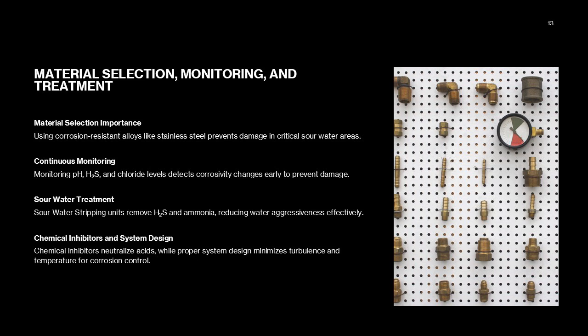Additional treatments may include chemical inhibitors and scavengers to neutralize acidic components. Proper system design, including minimizing turbulence and controlling temperatures, further reduces corrosion risks. Implementing these strategies ensures equipment longevity and operational safety. Summary and key takeaways, critical insights.